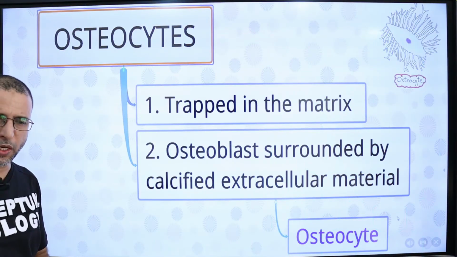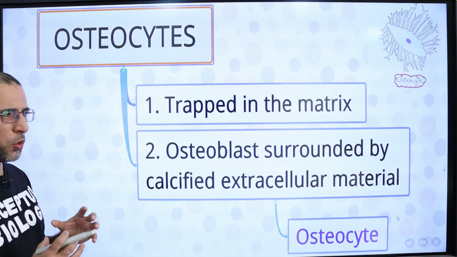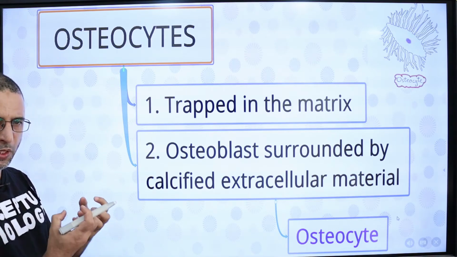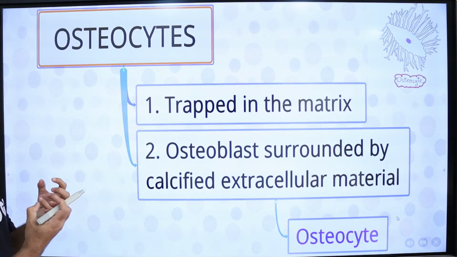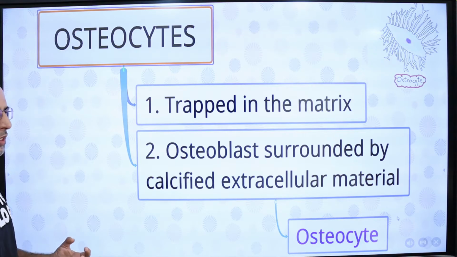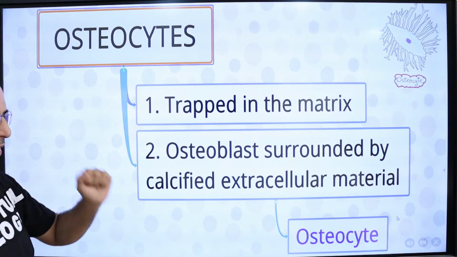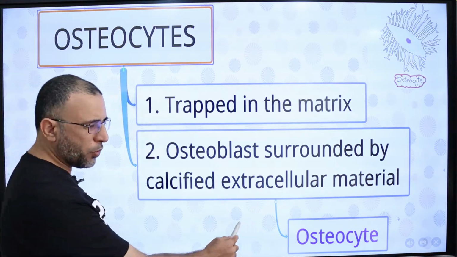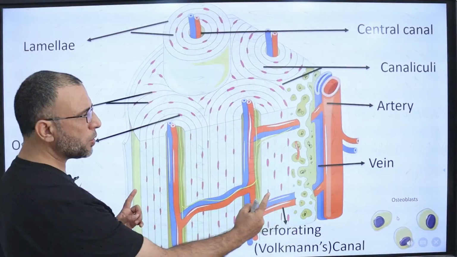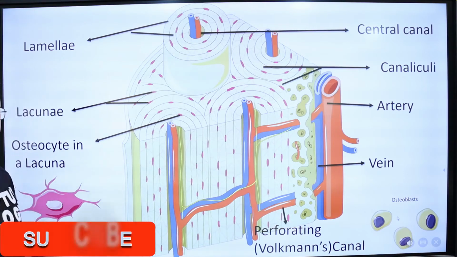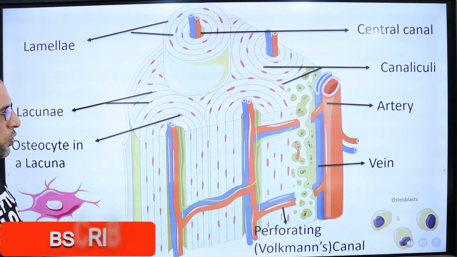Next is osteocytes. During bone formation, osteoblasts are trapped in the bone matrix, and these osteoblasts, which are bone forming cells, differentiate into another type of cell called osteocytes. Osteocytes are living bone cells. This is a portion of compact bone. The basic unit of compact bone is called an osteon.